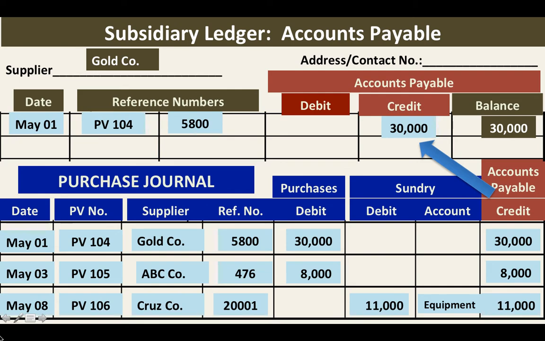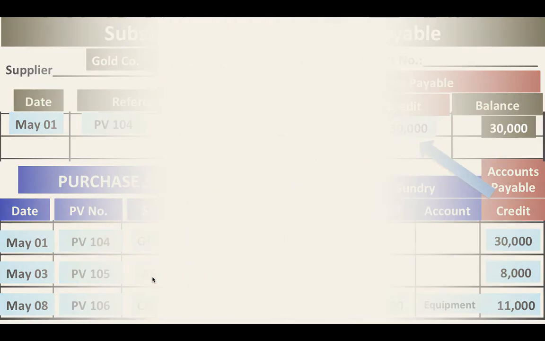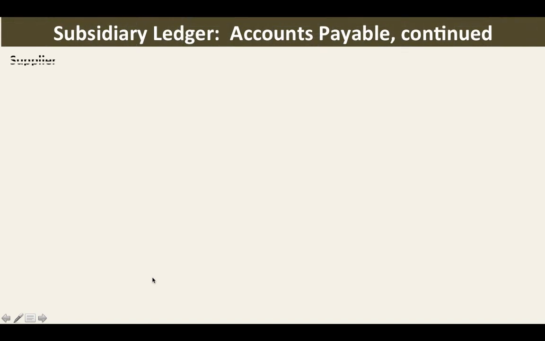Okay? Meron pa ba dito si gold? Wala na. So kung meron pa transaction si gold dito, then we have to post it there. Okay? But in this time, tatlo lang yung pinakita natin. Pero kung meron pa, then you have to continue posting it to the gold company. So yung transaction ni ABC, pupunta yan sa record ni ABC. Si Cruz pupunta rin sa record ni Cruz. Okay?